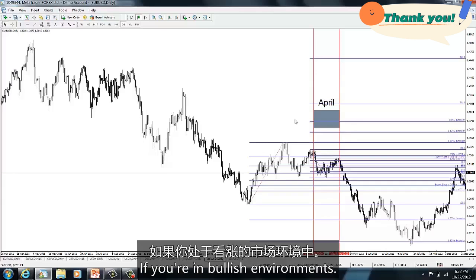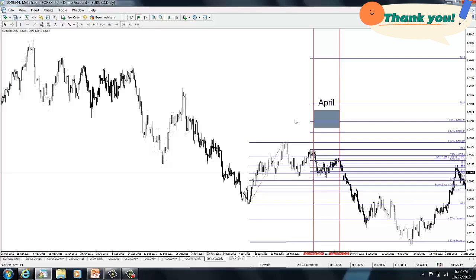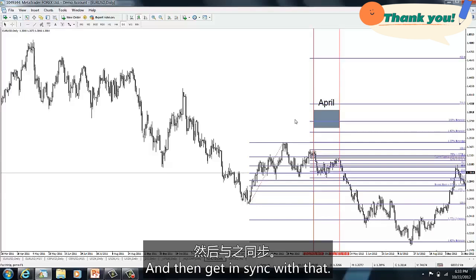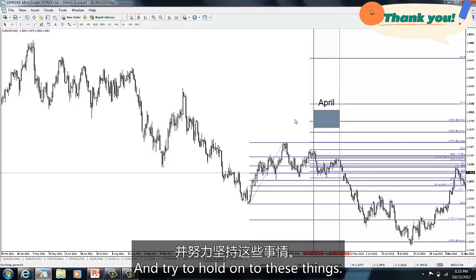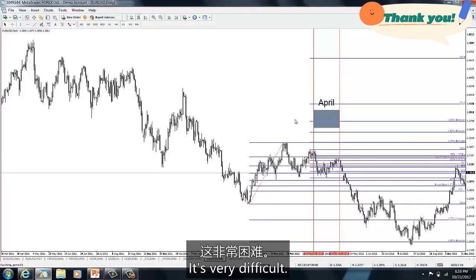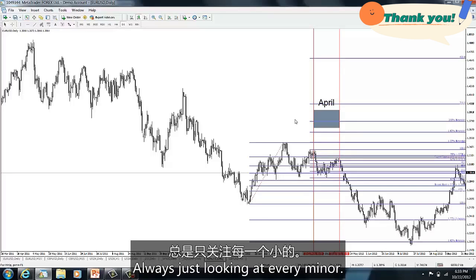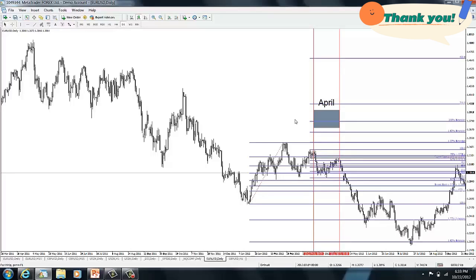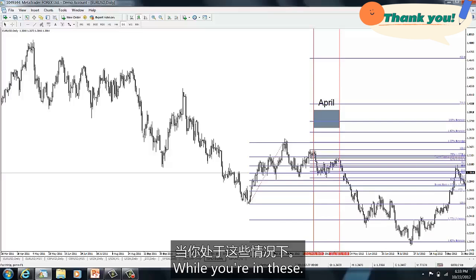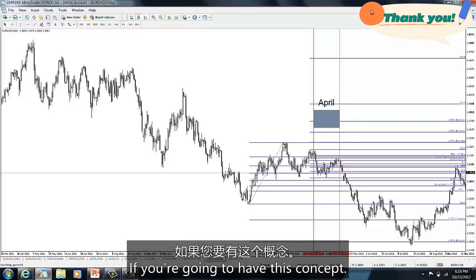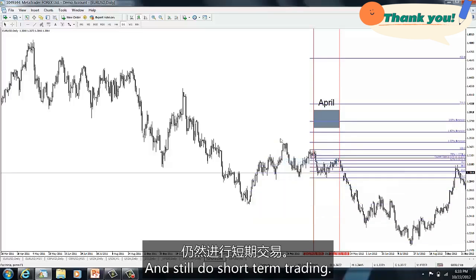And if you're in bullish environments, you would use the weekly Monday, Tuesday London Open for the low of the week to form, or the latest Wednesday's London Open to capture the weekly low, and then get in sync with that and try to hold on to these things as long as you possibly can. It's very difficult if you're always just looking at every minor price swing in the market while you're in these. That's why it's much better if you're going to have this concept in trading and still do short-term trading.